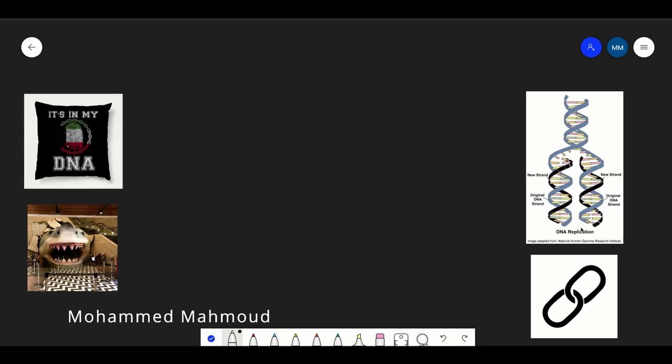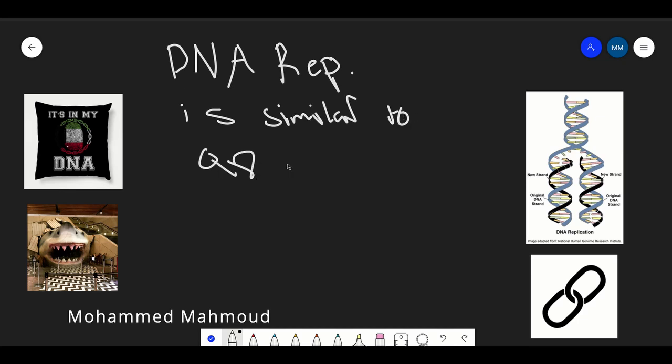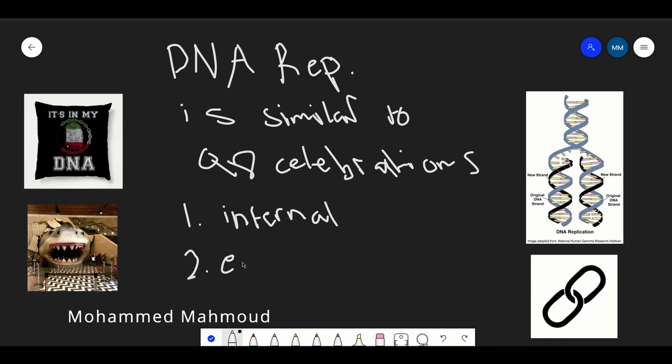So there are three types of links or similarities I can explain today. As explained, DNA replication is similar to Q8 celebrations. Okay, sorry if it's a bit messy. So DNA replication is similar to the Kuwait celebrations. So how is that? First of all, we need to explain the three types. There is number one, internal, number two, external, and number three, external.